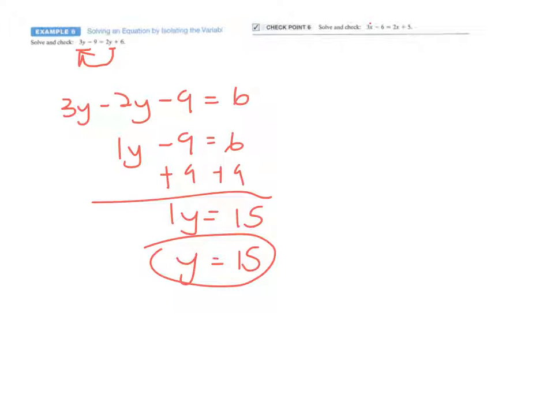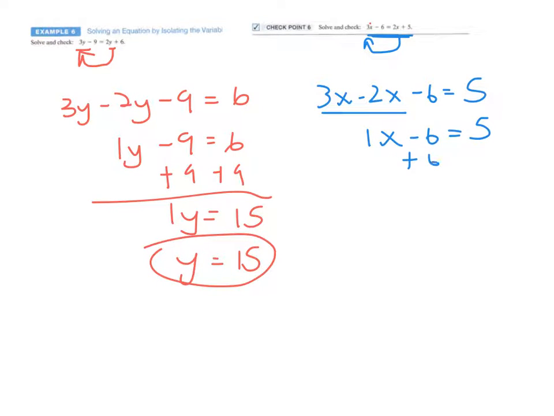So over here we have the 3x and the 2x. I'm going to bring the 2x over, and when I do that, I change its sign, and now I can combine like terms right here. That gives me 1x minus 6 equals 5. I can then add my 6 to get rid of the negative 6, and 1x is the same thing as a regular x, so the answer is 11.